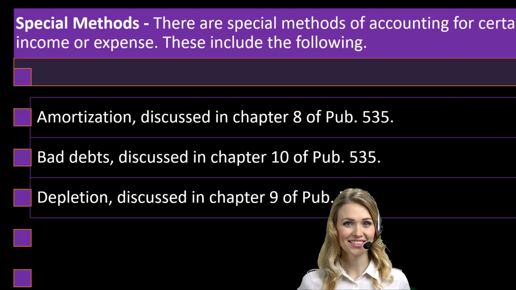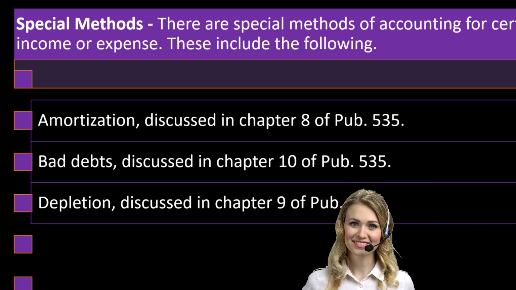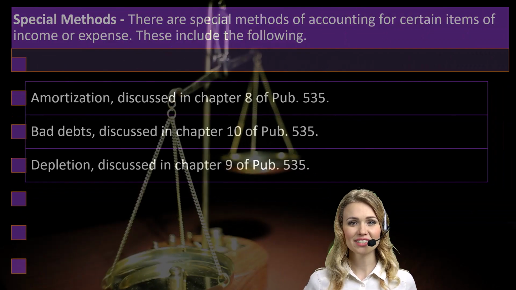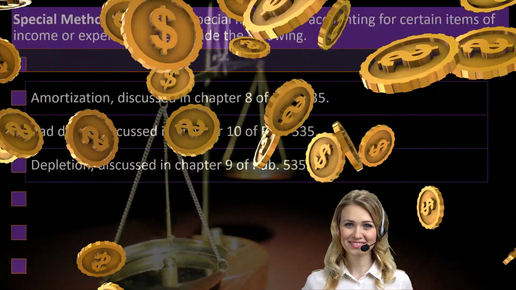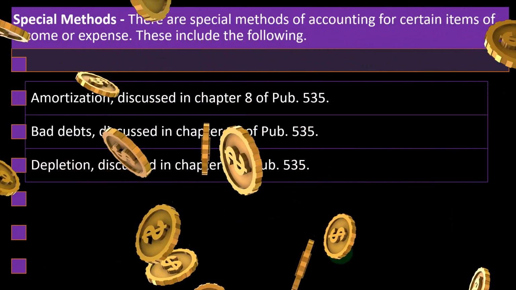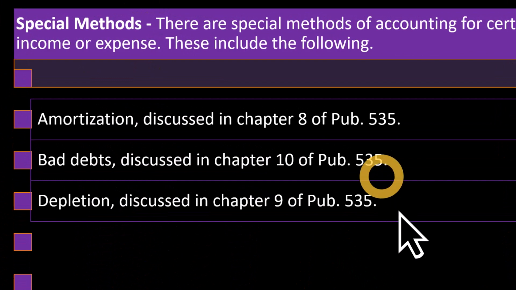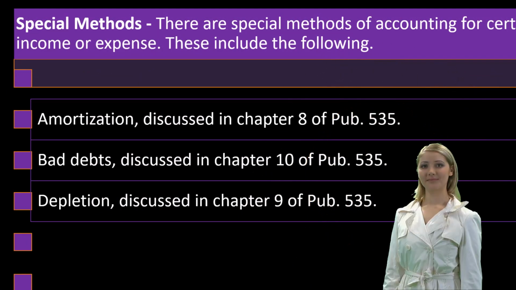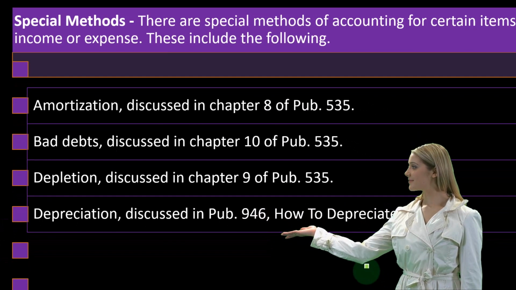So depletion, discussed in Chapter 9. So depletion is kind of similar to, again, a depreciation type of situation, except you have a natural resource that you're actually consuming. So if you had like an oil well in the ground or something like that, you might have to try to value the amount that you're going to get out of that. And then as you start to use up the resource and pull it out, then you're depleting it, and you'd have to record the depletion.